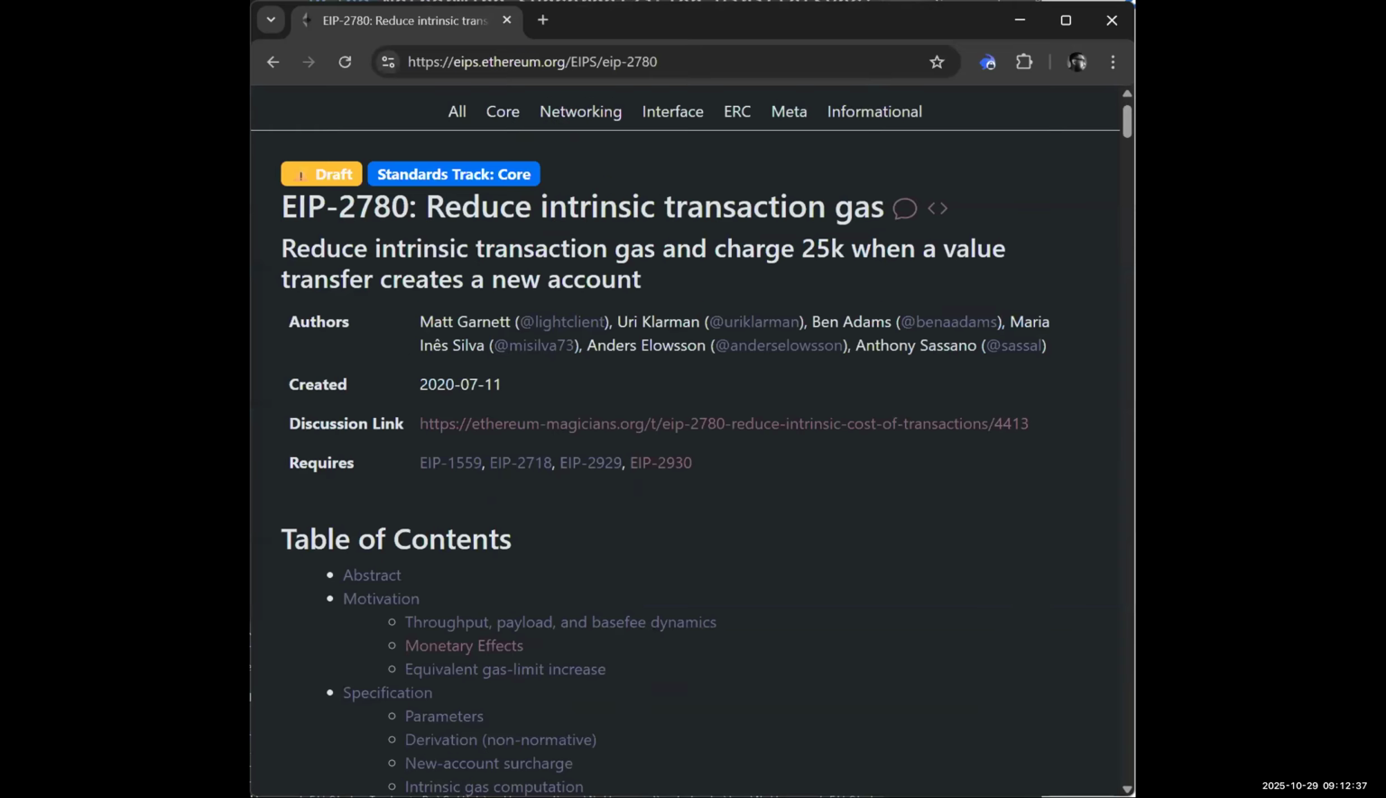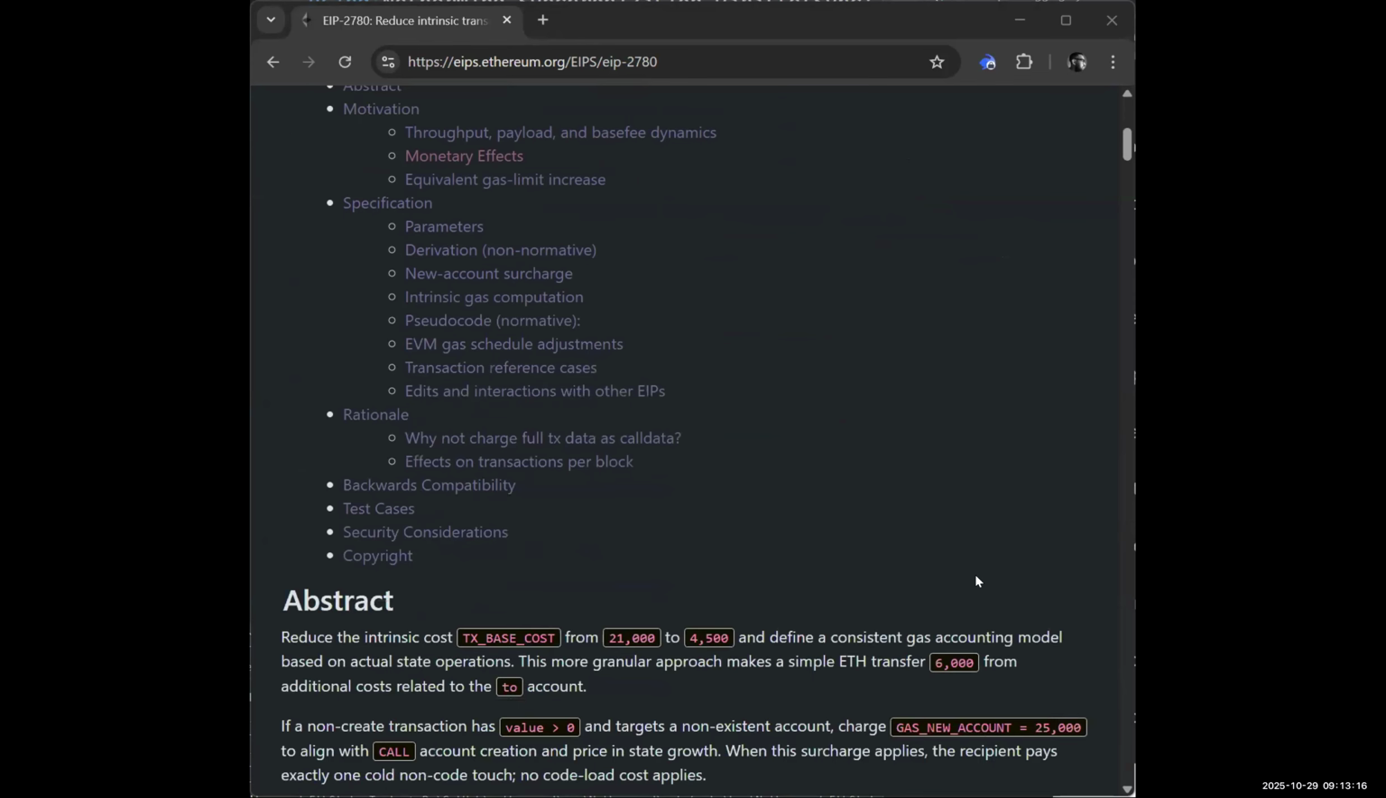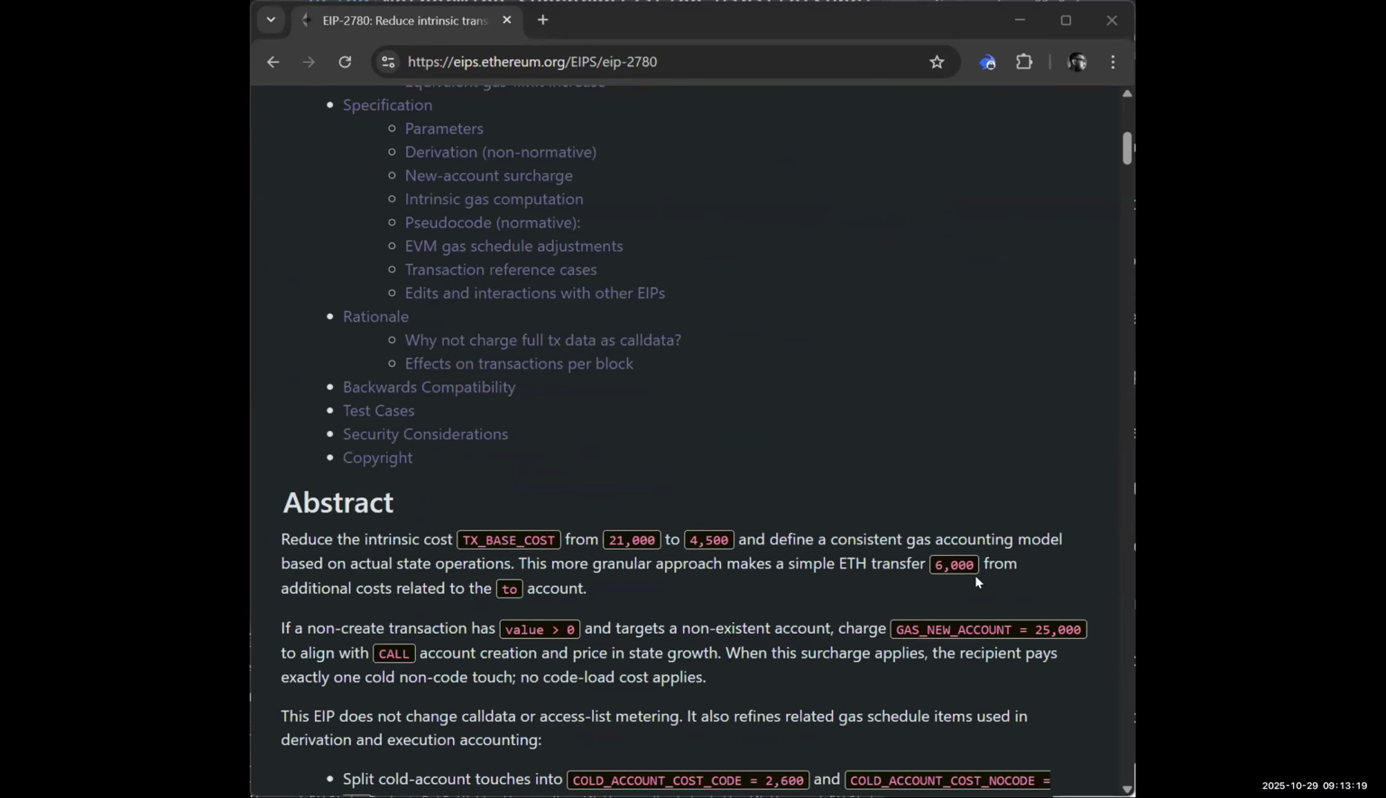Okay. So the intrinsic gas of a transaction essentially defines the lowest amount of gas we can use in a transaction, and therefore it directly determines max transactions per block, and also transactions per second. So it's quite high at 21,000 gas. So this looks to decompose it into parts, and also reduce it.